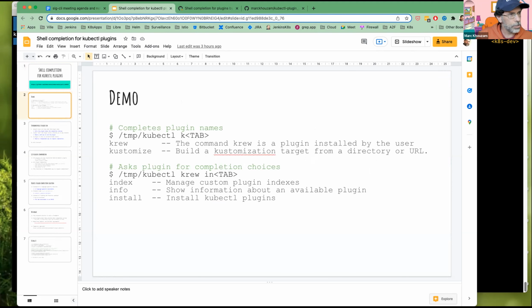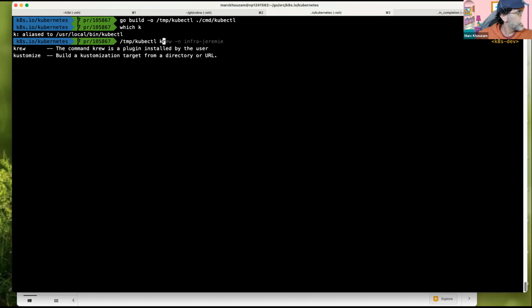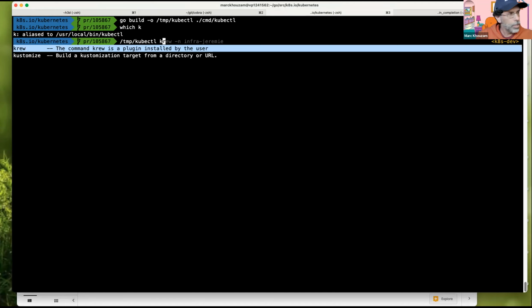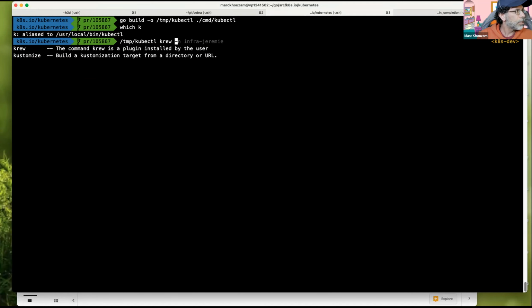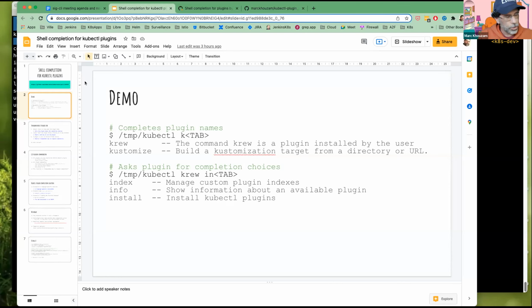I copy pasted a demo, but basically I can do it here. Can you see my shell? Yes. Okay, so I have my own build of kubectl with the proposed PR, and then if I try to complete, I now get plugins. So I have certain plugins installed. Krew is one of them. So the first aspect of the framework is to complete plugin names. Okay, but once you have plugin names, you want to know what the plugin can do, so you can continue, and then you get completion from the plugin krew itself. So then it supports a completion command, help, index, info, all this stuff. Okay, so this was just to show that the PR actually does work in the way I envision it.